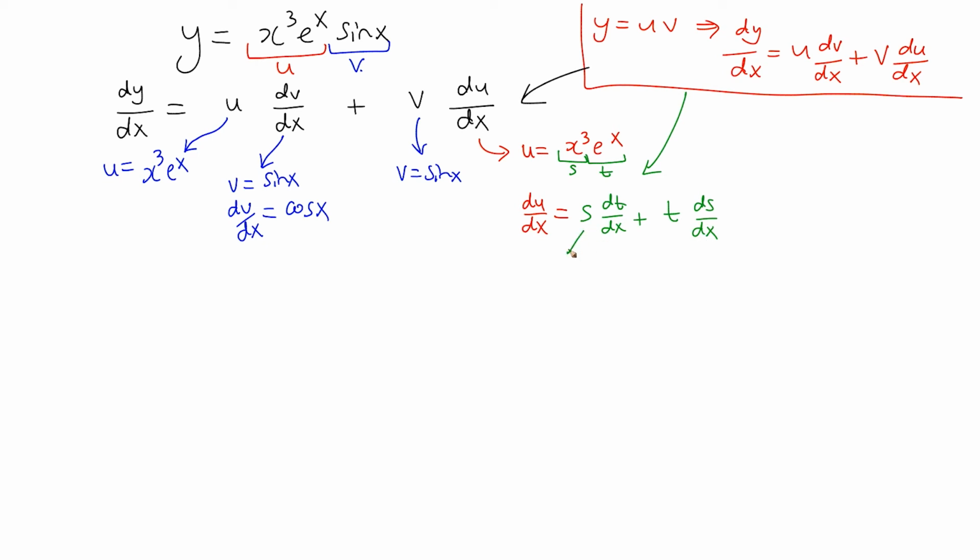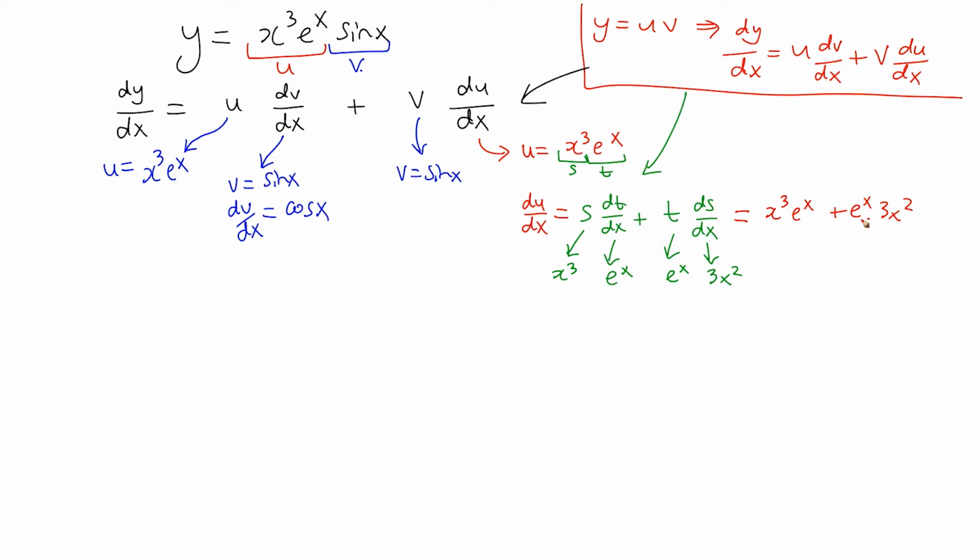And s is just x cubed. Since t is e to the x, then dt/dx is just e to the x. t there is e to the x. And since s is x cubed, ds/dx is 3x squared. So in the end, all I've got there is x cubed e to the x, plus e to the x times 3x squared. Just putting it all back together.